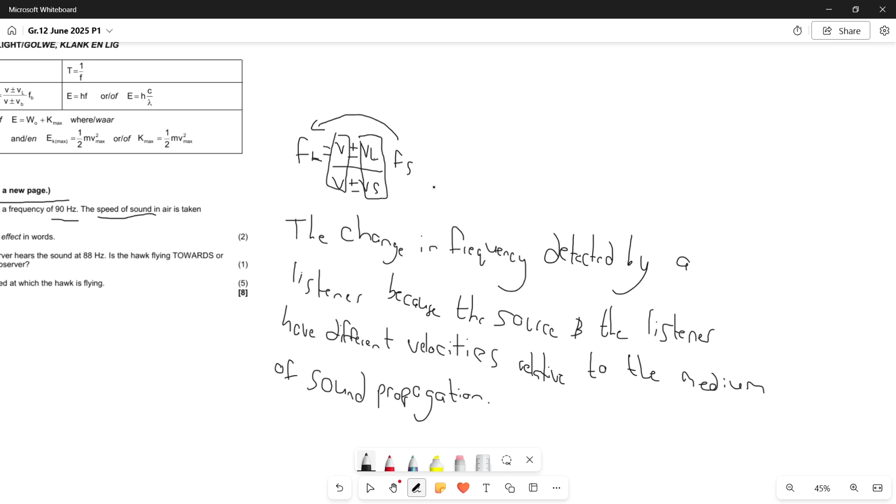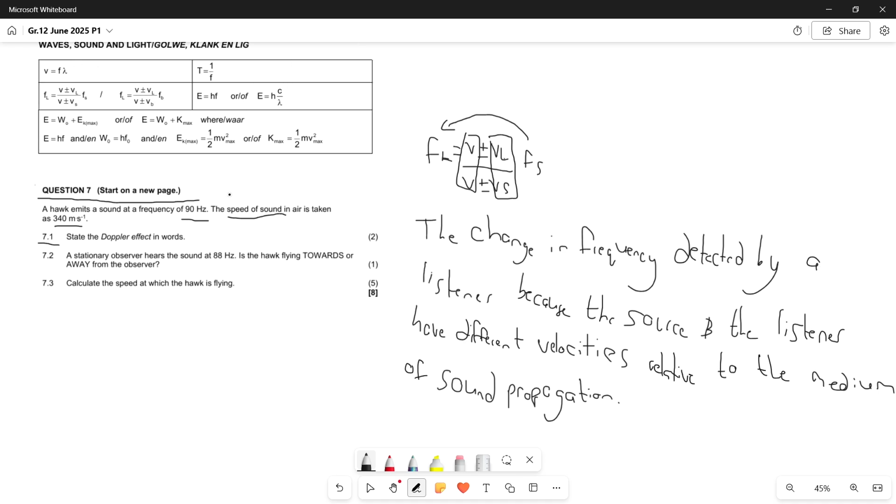So all this means is that because two different objects are moving relative to each other, the frequency experienced by the listener might be more or less than the source. So for this example, we have a hawk emitting a frequency, but if it is flying towards us, we will hear a higher pitch, like an ambulance if it is driving towards you. But if it is flying away from us, it might be emitting a frequency of 90 hertz, but we will hear it as a lower frequency because it is flying away from us.